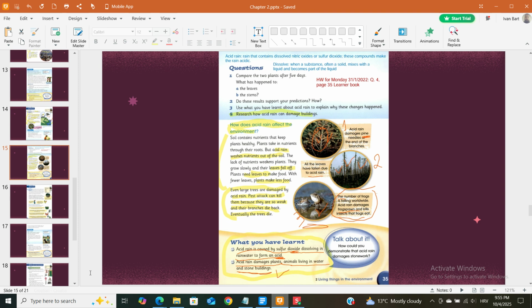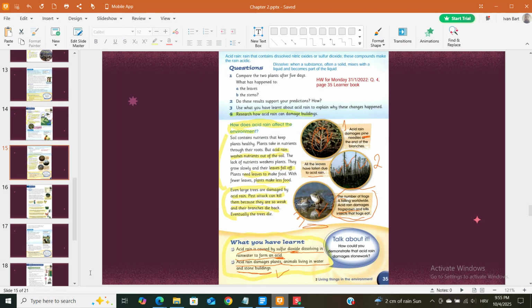Homework for Monday the 31st of January 2022. Question 4, page 35, Learner Book. 2. Do these results support your predictions? How? 3. Use what you have learnt about acid rain to explain why these changes happened. 4. Research how acid rain can damage buildings.